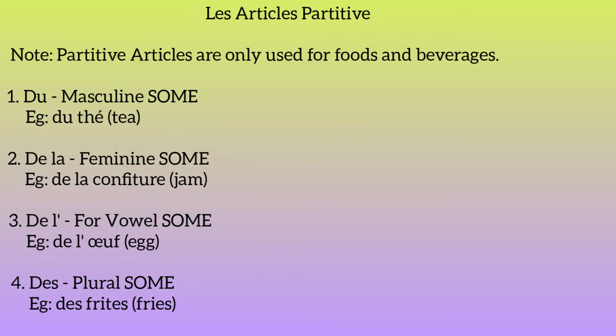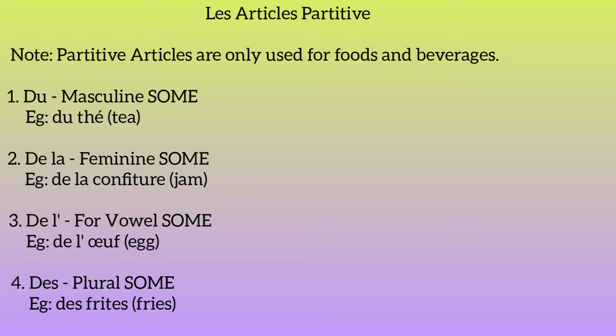Les articles partitifs, which means partitive articles. One very important note. Partitive articles are only used for foods and beverages. Now, there are 4 types of partitive articles in French based on the gender. Du, de la, de l'apostrophe and des. So let's start with the very first one. Du. It is a masculine some, which means it is only used for words which are masculine. For example, du thé. Here, thé is a masculine word. That's why we use du.